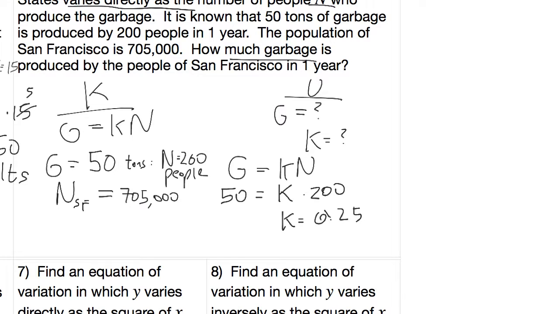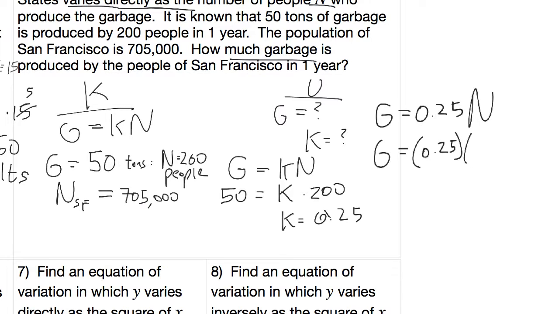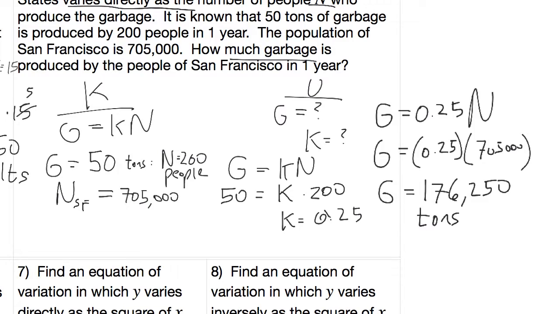Now let's scale that up to San Francisco. G is equal to 0.25N, and so therefore in San Francisco, G is going to equal 0.25 times 705,000 people. This is a very old book. San Francisco has well over 1 million people by now. So that's 176,250 tons.